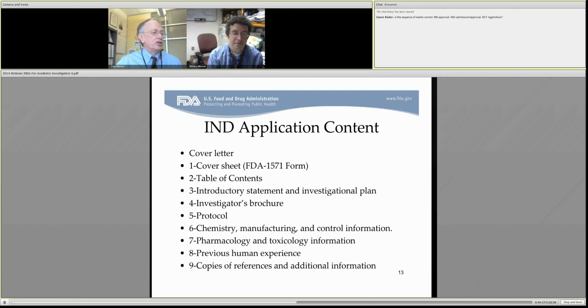But it is called for specifically for a complete IND, and we bend over backwards to accept whatever you send us. More on that later. Chemistry, manufacturing, and control information, you can just say none for an approved drug, or if you don't have any. Similarly, for the animal data, the non-clinical pharmacology and toxicology information.